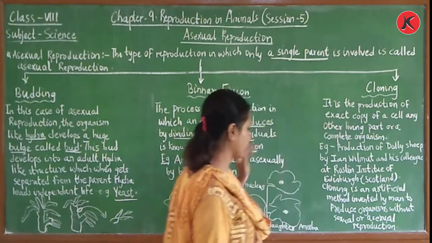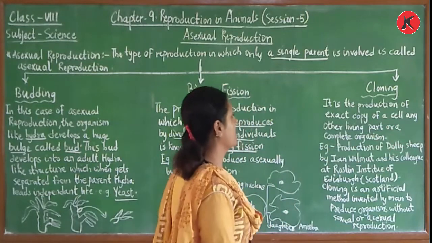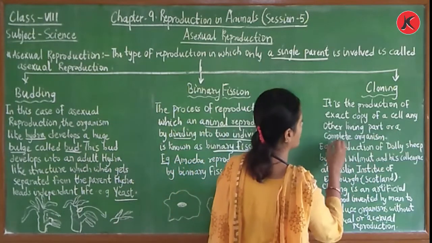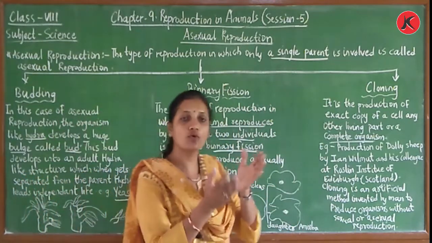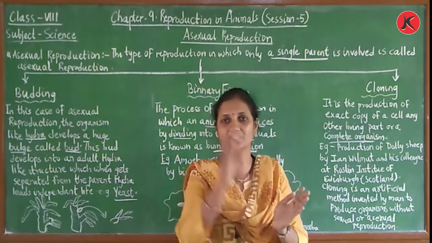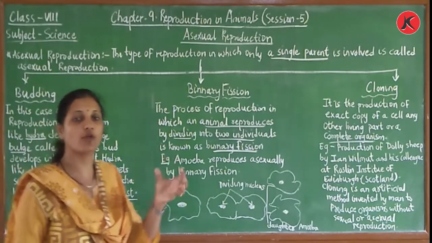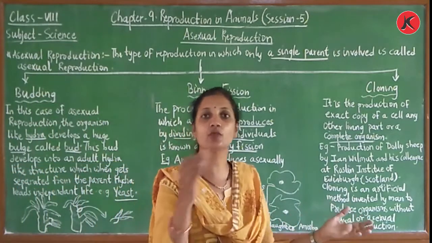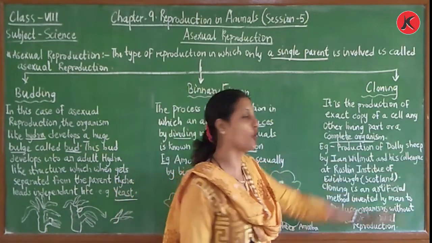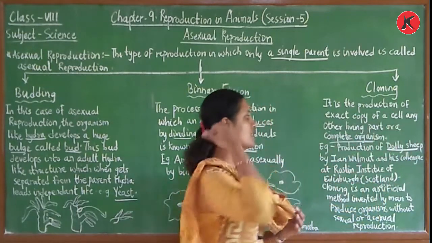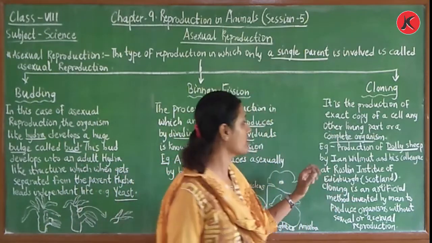Next is cloning. It is the production of an exact copy of a cell, any other living part, or a complete organism. अब जो क्लोनिंग होता है वो क्या होता है कि कुछ न्यू पार्ट बॉडी के अंदर से ही वो सेल लेके दूसरे सेल को बनाया जाता है और ग्रो किया जाता है, और दूसरा कोई पार्ट भी अलग से ग्रो किया जाता है ताकि दूसरी कैरेक्टरिस्टिक्स हमें उसमें दिखाई दे। Example, production of Dolly sheep. Now this Dolly sheep was born in 1996, right? Now what is this Dolly sheep?